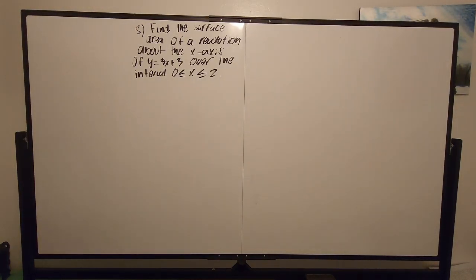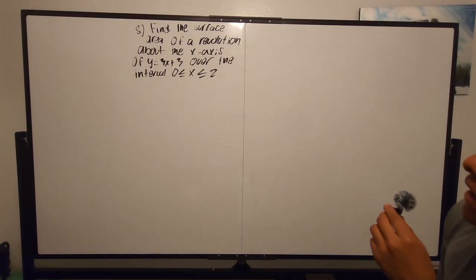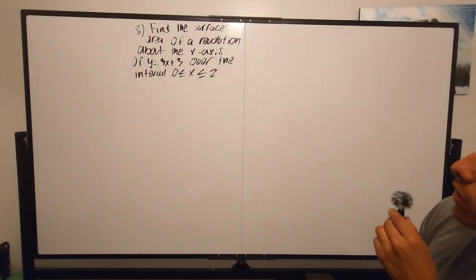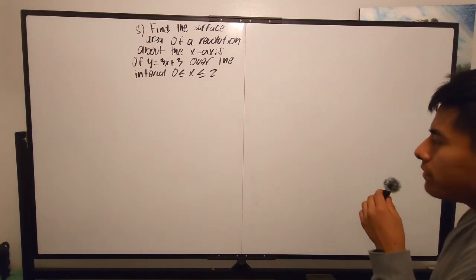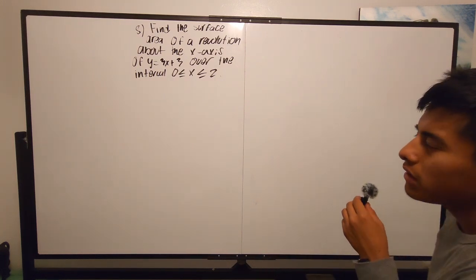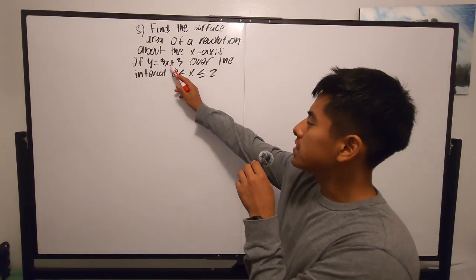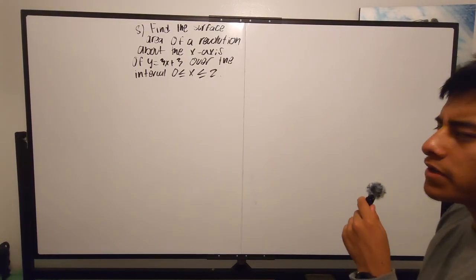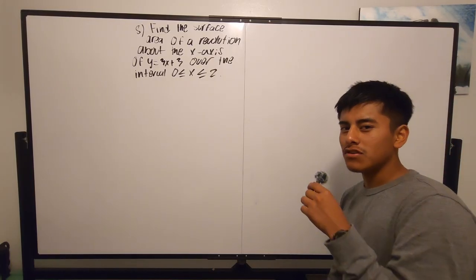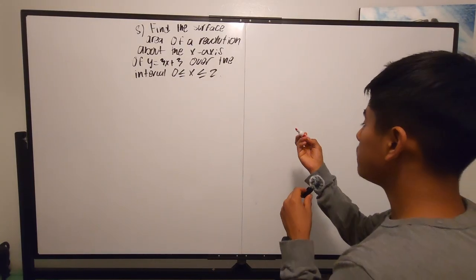Alright, so the next problem says find the surface area of a revolution about the x-axis of y equals 3x plus 3 over the interval from 0 to 2. For this one, I didn't do a drawing because we don't really need a drawing to understand what's going on here. We're just finding the surface area of this guy when we revolve him around the x-axis. So that's pretty simple to understand, I hope. Anyways, we're doing surface area.